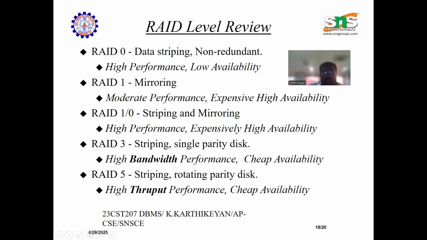This is the RAID level review. RAID 0 is data striping, non-redundant, with high performance and low availability. RAID 1 is mirroring, with moderate performance, expensive, and high availability. RAID 1+0 is striping and mirroring, with high performance, expensive, and high availability. RAID 3 is striping with a single parity disk, with high bandwidth performance and cheap availability. RAID 5 is striping with a rotated parity check disk, with high throughput performance and cheap availability.